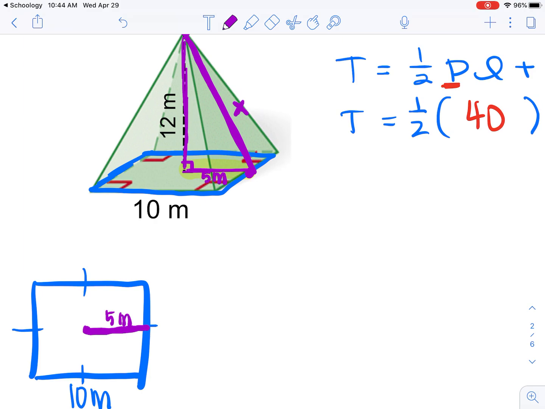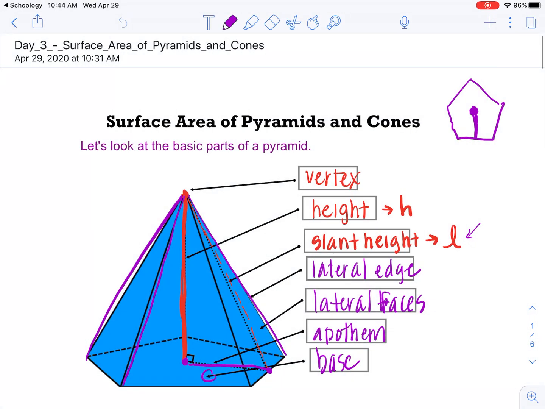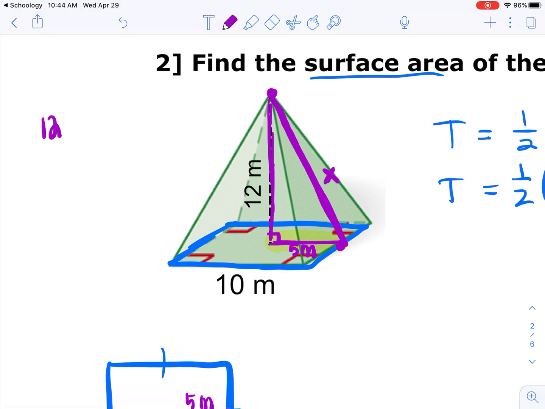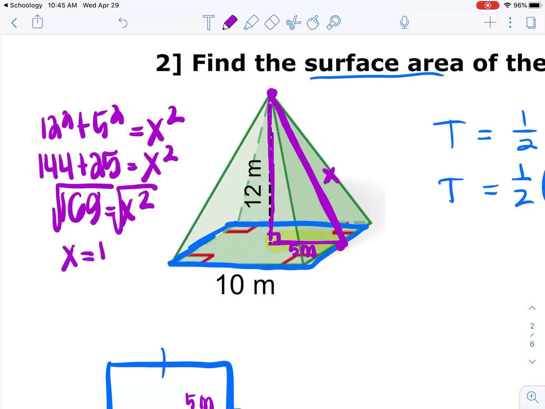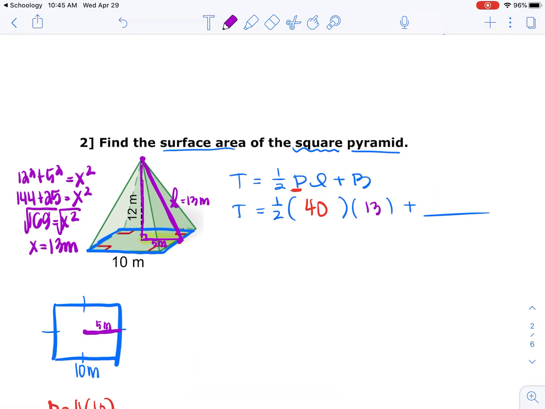So now how can I find x? My Notability froze, per usual. How can I find x? We know the answer to that. It's Pythagorean theorem. So I'm going to do 12 squared plus 5 squared equals x squared. 144 plus 25 equals x squared. 169 equals x squared. Square root, remember, I don't have to do plus or minus only because this is a length, which has to be positive. So that is 13 meters. I could have called it L if I wanted to, since it's slant height. It doesn't matter, though. All right, 13.